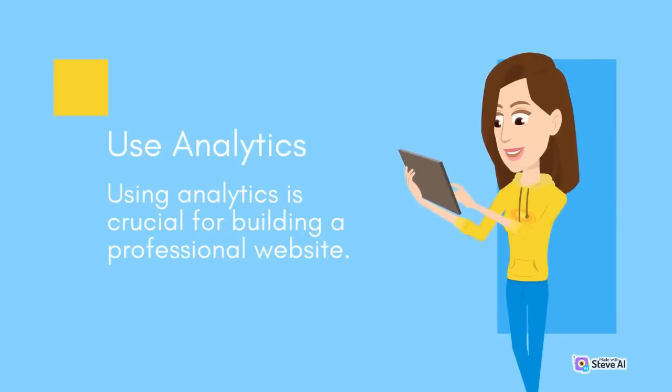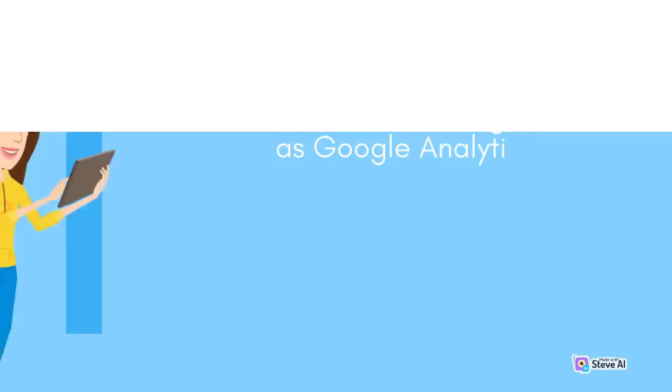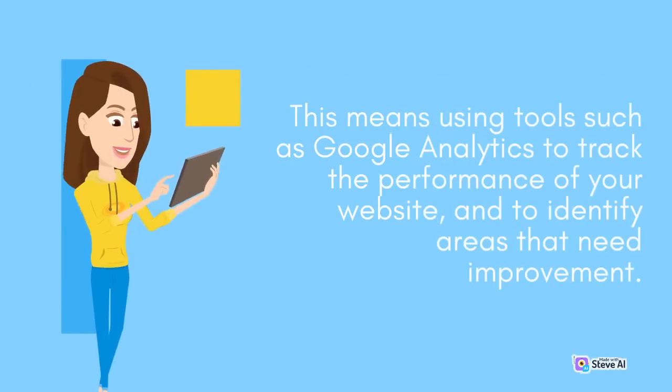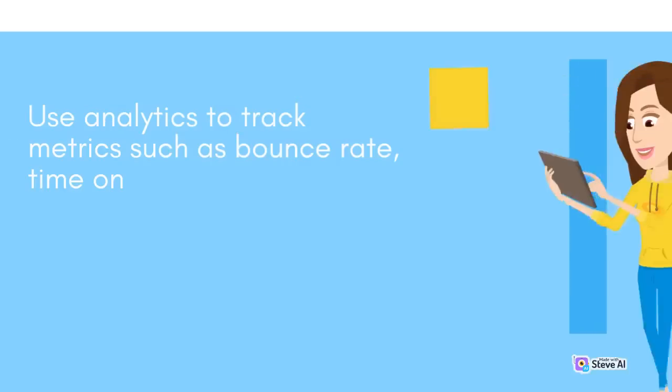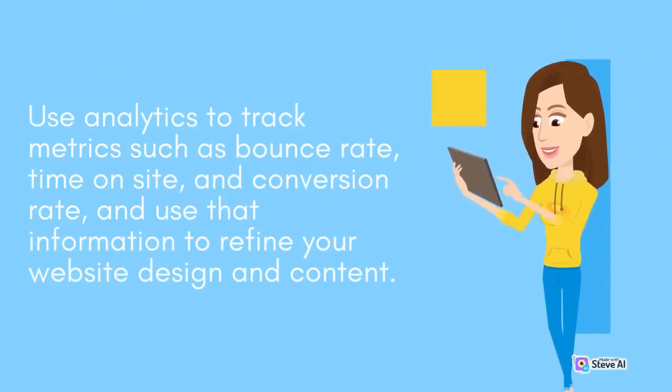Use analytics. Using analytics is crucial for building a professional website. This means using tools such as Google Analytics to track the performance of your website and to identify areas that need improvement. Use analytics to track metrics such as bounce rate, time on site, and conversion rate, and use that information to refine your website design and content.